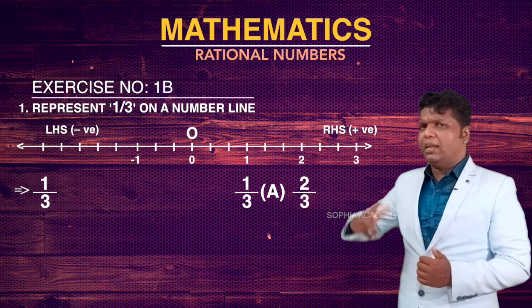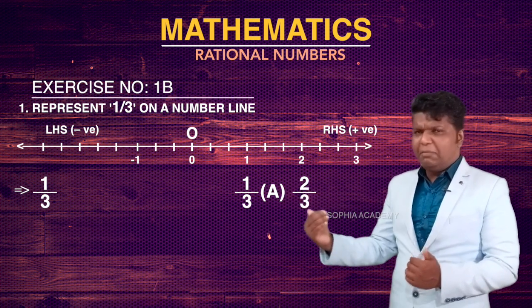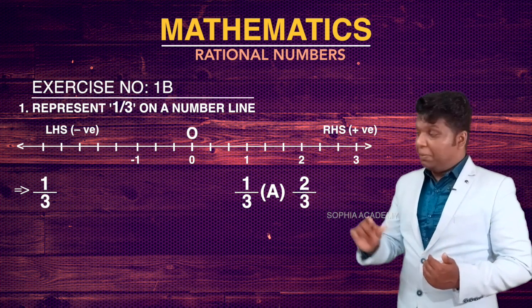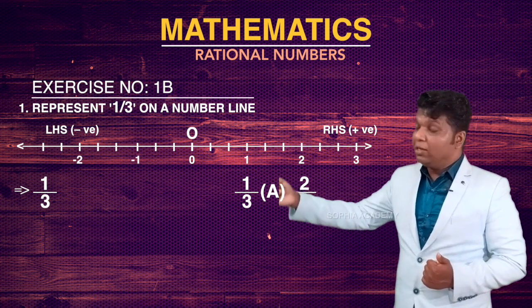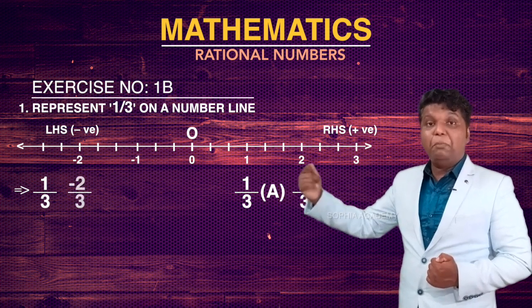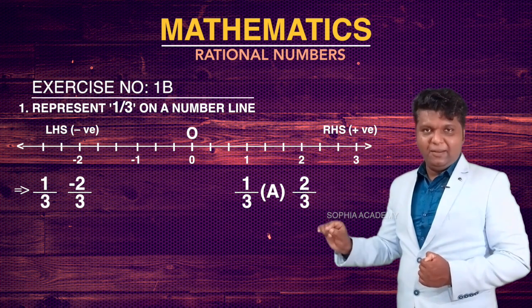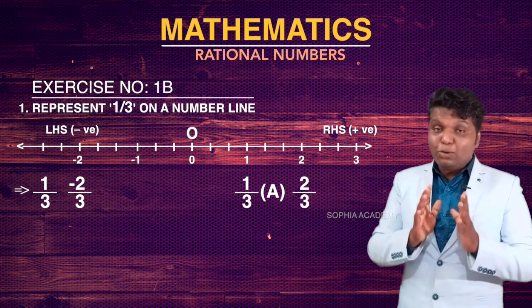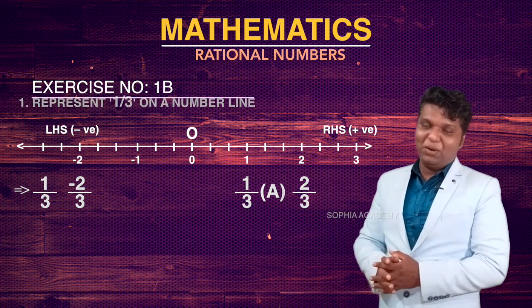Just imagine that if you want a negative number, what will you do? You will go to the left hand side. The same scheme. If it is minus 2 by 3, just imagine you have to represent minus 2 by 3 in the same question. What will you do? You will take the second point towards the left. That is a minus point, right? Towards the left, the second point, minus 2 by 3. Like that. So this is the concept of how to understand and how to represent a given rational number on a number line. Hope you understood.